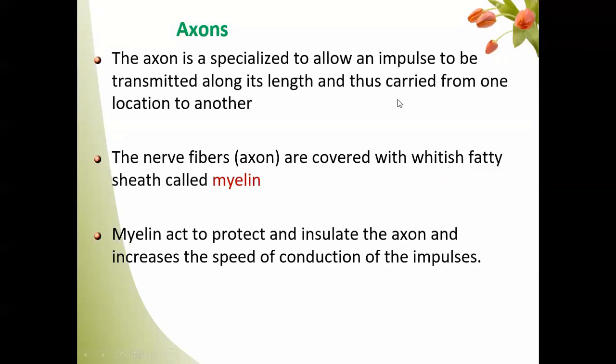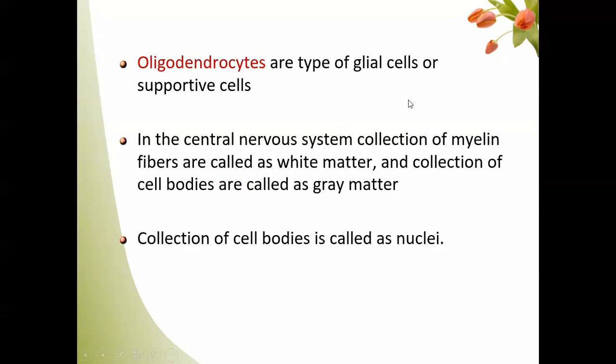The main function of the myelin sheath is to protect and insulate the axon and increase the speed of conduction. These two points are very important: protection and insulation of the axon, and increase in the speed of conduction of the impulses. From this we are going to study about the supportive cells. Oligodendrocytes are a type of supportive cell.